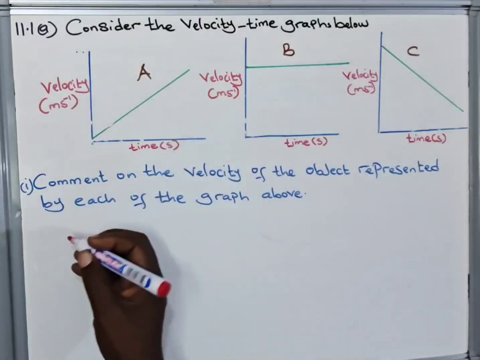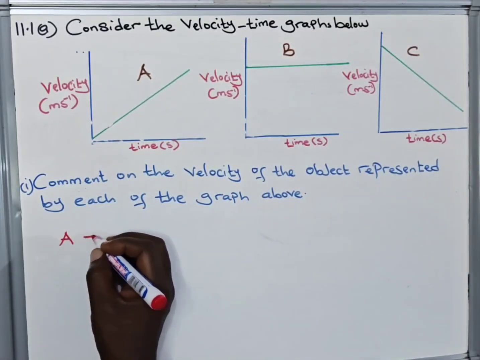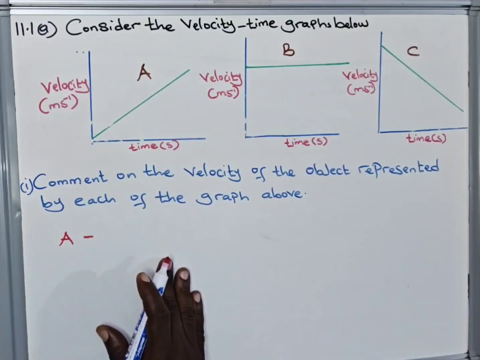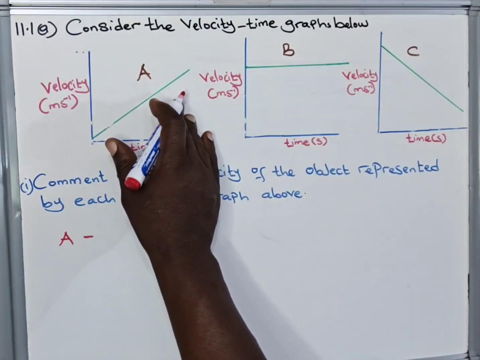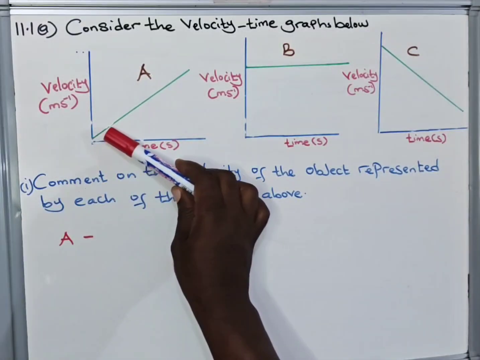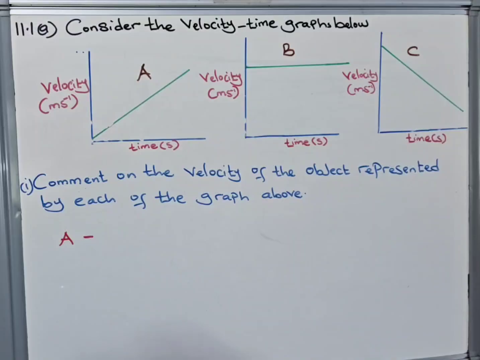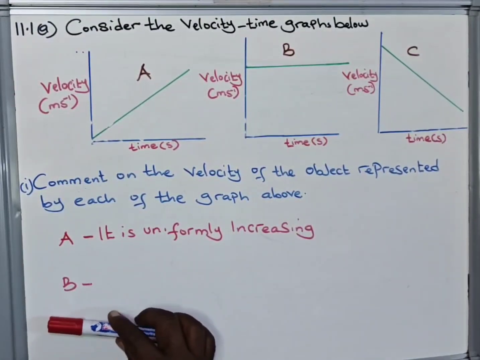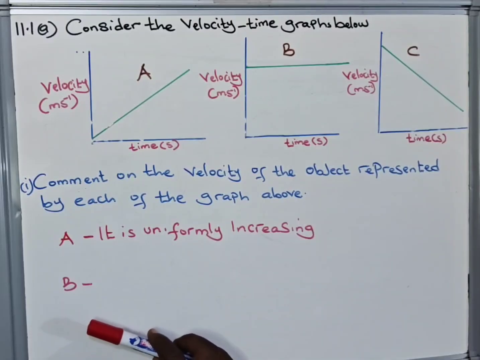Okay, let's start with A. What can we say about velocity of the object represented by this graph? This is the velocity, and what do we see? It's going up, so it is uniformly increasing. Then we come to B. What can we say about velocity of object B? It is uniform.